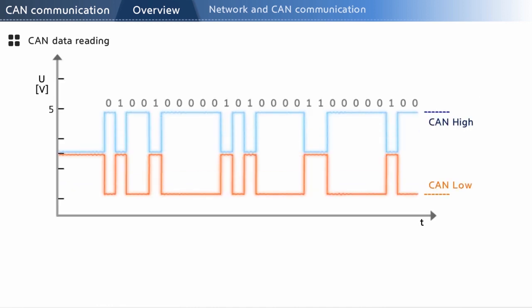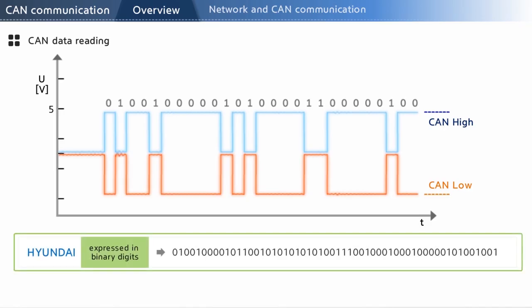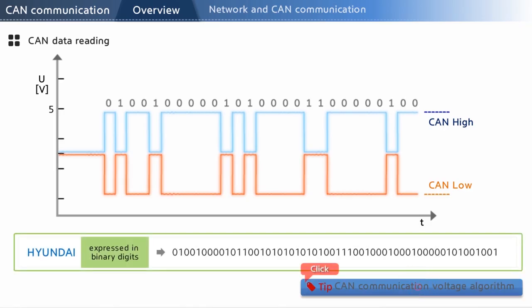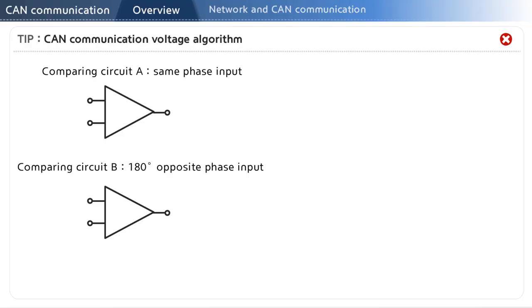The combination of 0 and 1 is the language in which various forms of information are communicated that cars operate based on. This is the CAN communication voltage algorithm. In the comparing circuit A, there is no difference in the phase input, showing the same amplitude. Here, the output is 0 volt. Look at circuit B below, with the 180-degree opposite phase input. The output voltage is twice the amplitude. This is the principle of CAN communication.